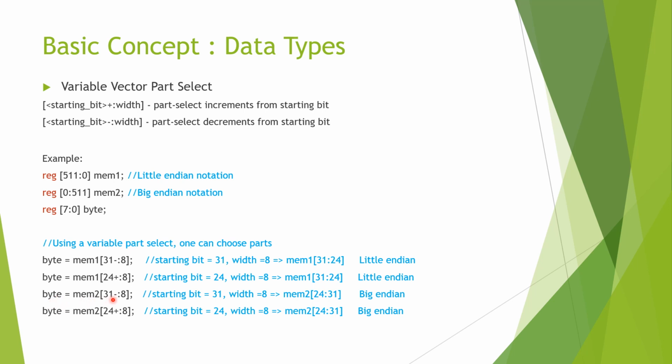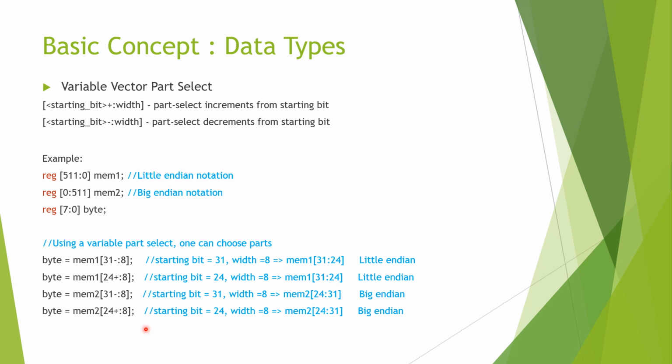Here the starting bit is 31 and the minus sign indicates a decrement. So that will subtract the value 8 from 31. Here we are assigning the value of bits 24 to 31 from mem2 to byte. Okay, so here bit 24 is the most significant bit because it is declared with big endian notation.